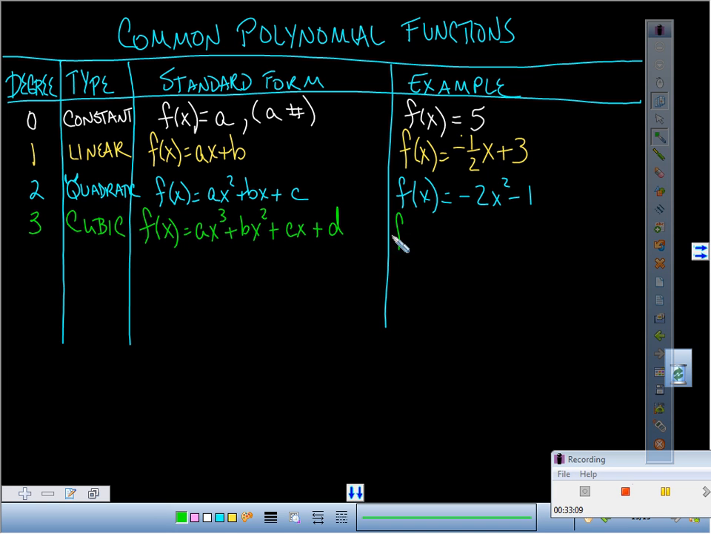All right, so f of x is equal to, I'm going to make me a little pattern. 3x to the third plus 2x to the second plus 1x to the first plus nothing. Okay? And the last one, a fourth degree.